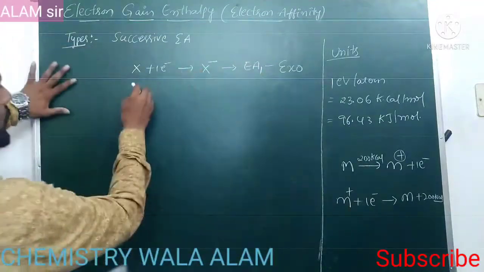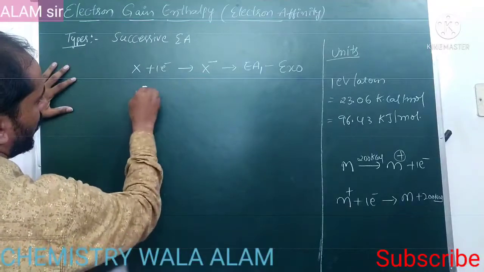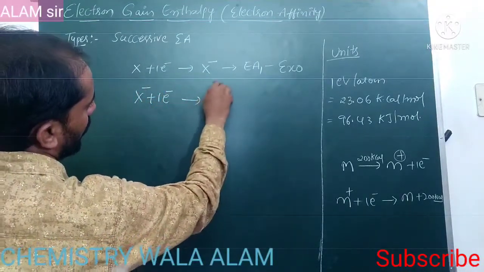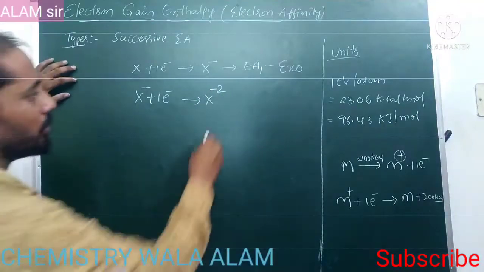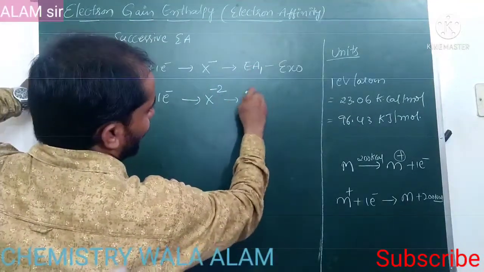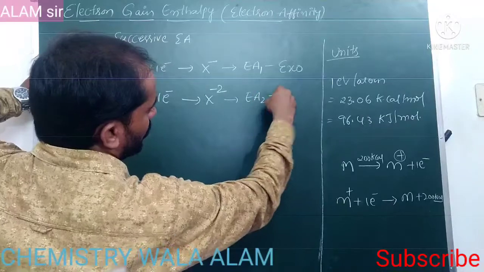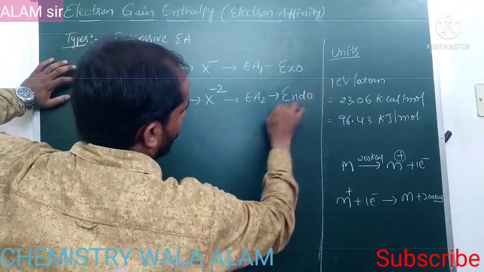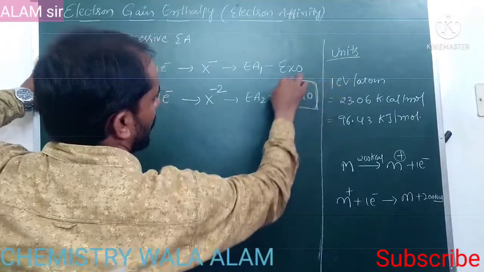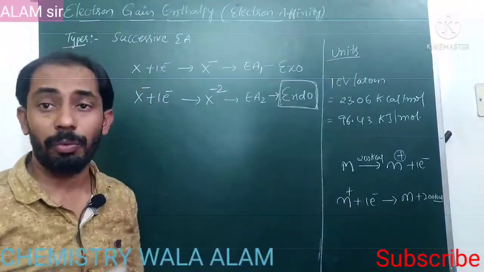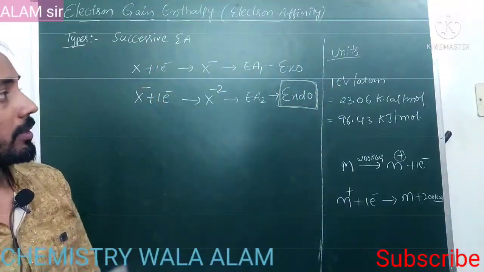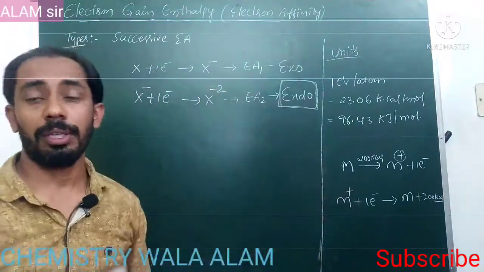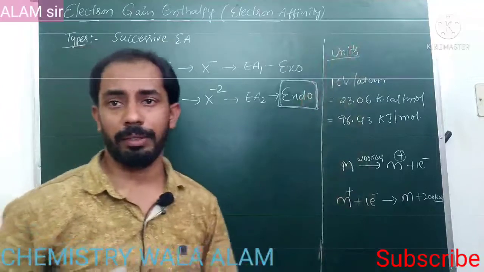Next, the anion is gaining one more electron and converted into a di-negative ion. This is termed as EA2. This is an endothermic process. Why? Just now we said that it is exothermic. Then again, why is it endothermic?